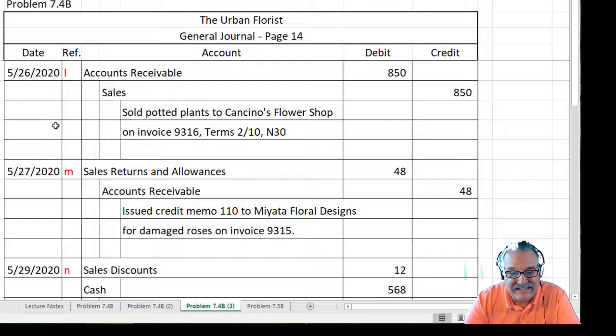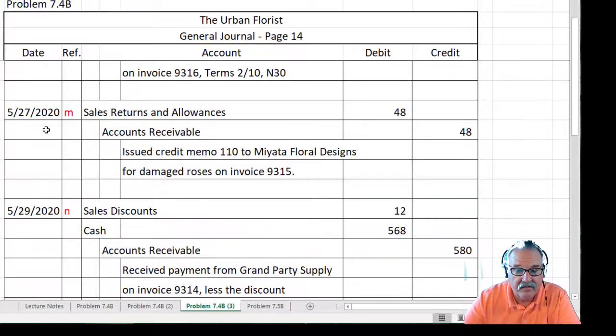It doesn't say that the product was bad, so they probably gave it back to us so we could sell it again. But either way, we're going to debit sales returns and allowances for $48 and credit accounts receivable, $48. Accounts receivable is going down. We issued them a credit, so their balance is going down.